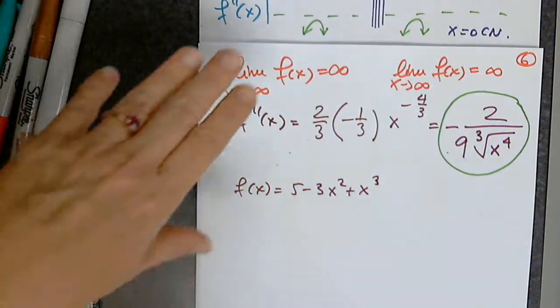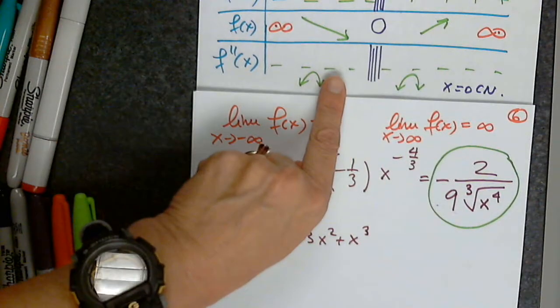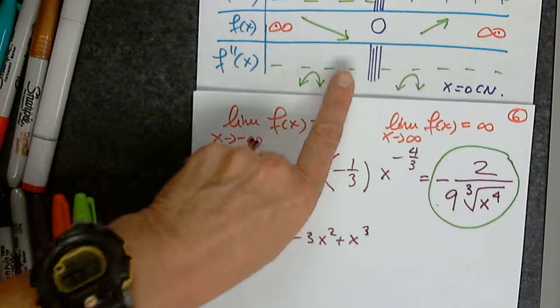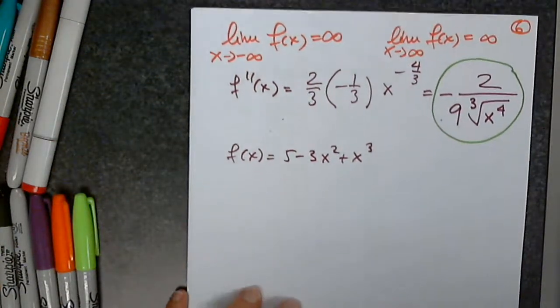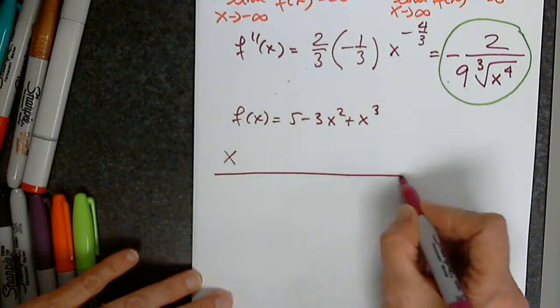Okay. As you see, since the second derivative does not change sign, there is no point of inflection. When the second derivative changes sign, then there may be a point of inflection there. But it never changes sign. It's always concave downward. So it cannot have an inflection point. Good. So let's get the chart going.